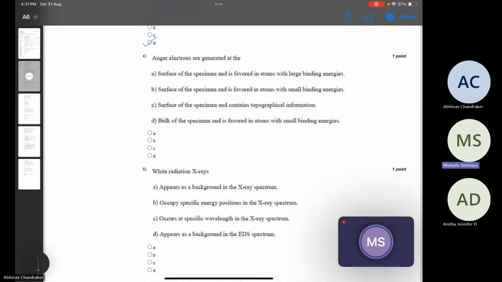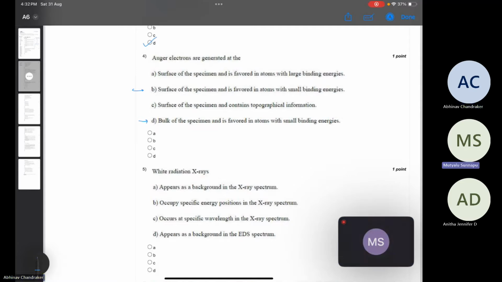Auger electrons are generated at the... it is D. Auger electrons are generated at the bulk of the specimen, no, favored that. Either surface, also the binding energy decreases. Either B. My doubt is D or B. If I am wrong, please explain.